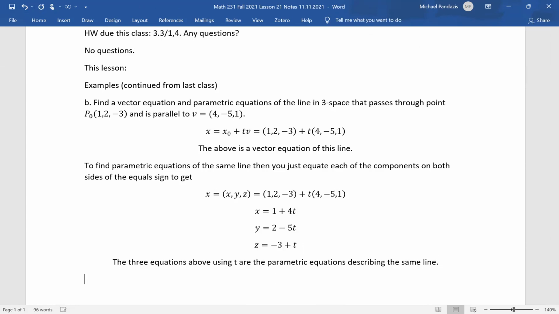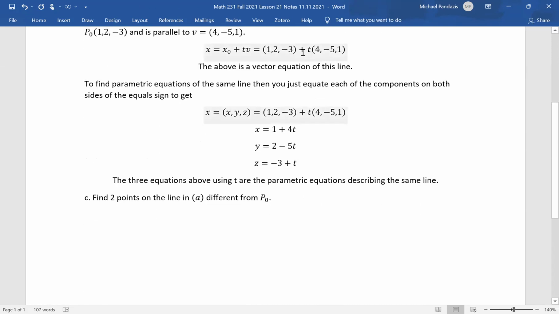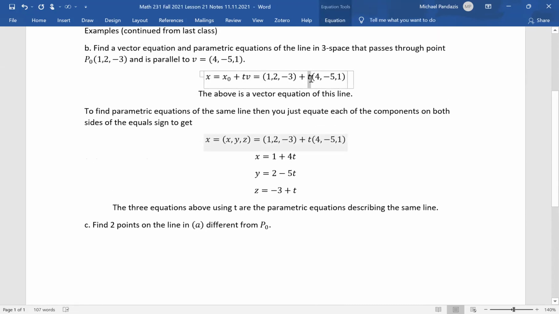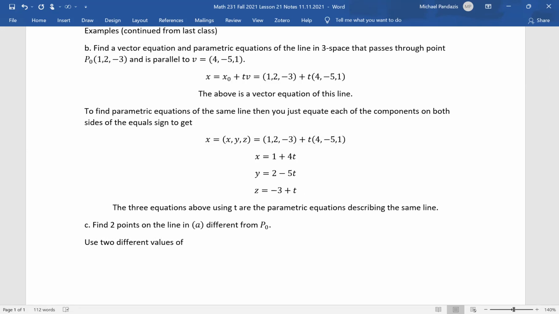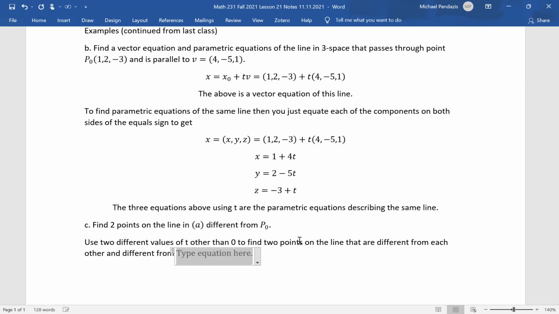So for part C, I could say find 2 points on the line in A different from the initial point P naught given in the problem. To do that, you can just think of different values of t. When t is 0, then a point on the line is 1, 2, negative 3, which was given. Just choose 2 different values of t other than 0 to find 2 points on the line that are different from each other and different from P naught.